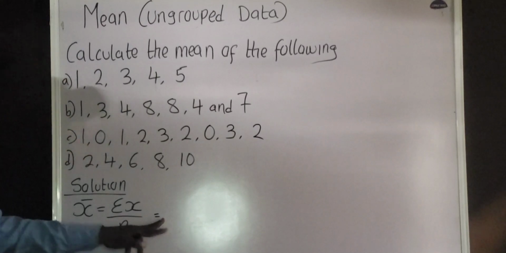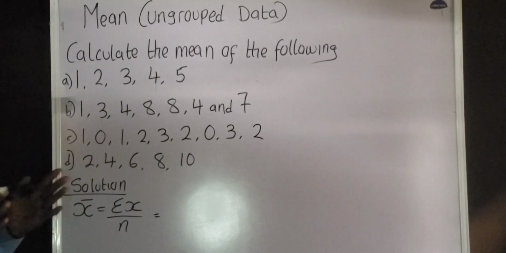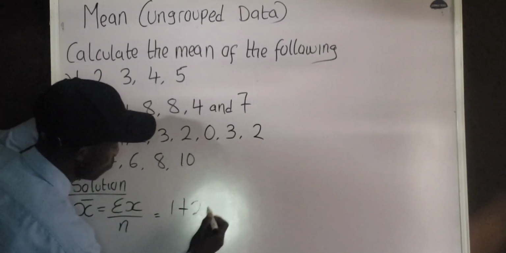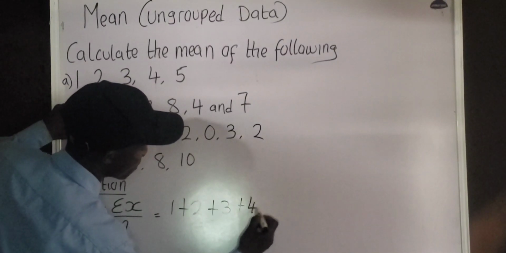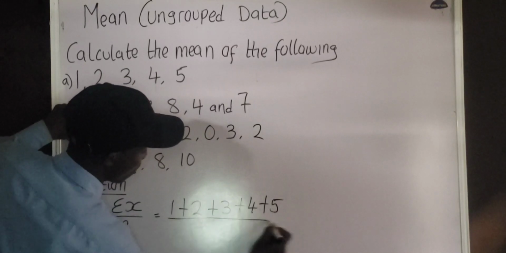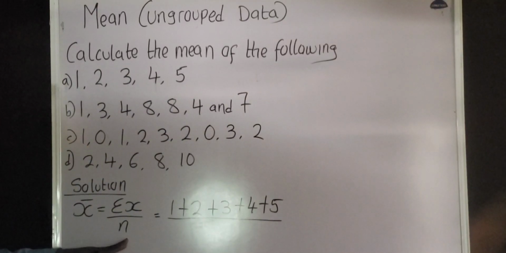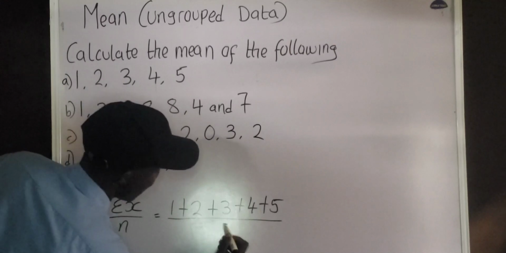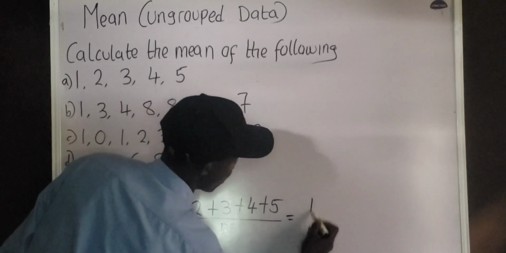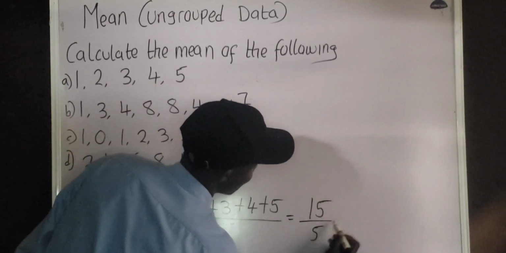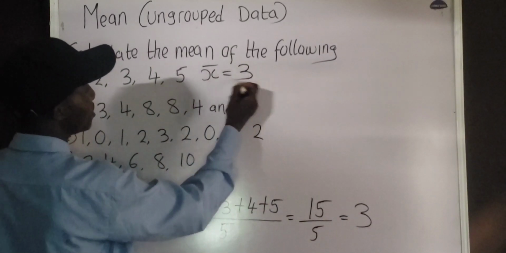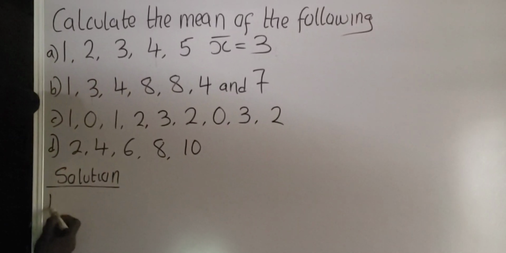The sum of all the observations is the sum of all the values in our data set. So I'm going to add 1 plus 2 plus 3 plus 4 plus 5 all over the number of values in our data set. I'm going to have 1, 2, 3, 4, 5, so n is 5. If you sum this together, you're going to have 15. 15 divided by 5 is equal to 3. So the value of the mean of this data is 3. You understand?